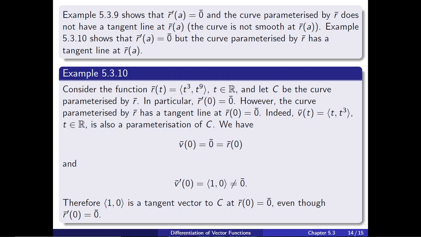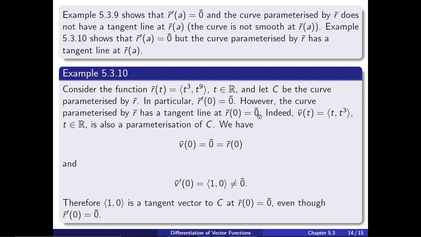So consider the function r of t, which is (t cubed, t to the 9), where t is a real number, and let c be the curve parameterized by r. In particular, we will see that if we calculate r prime of 0, it is going to be the 0 vector. However, the curve parameterized by r has a tangent line at r of 0, which is equal to the 0 vector.